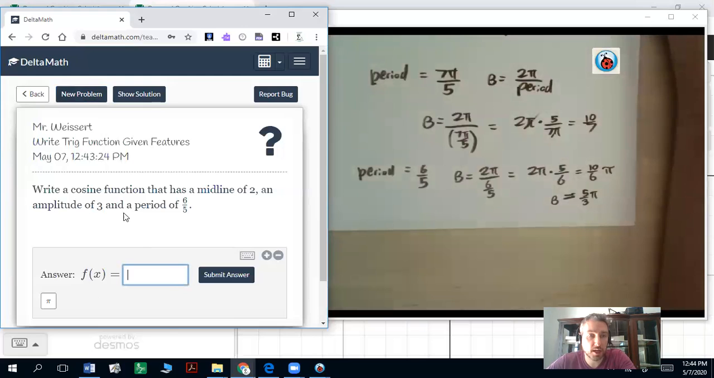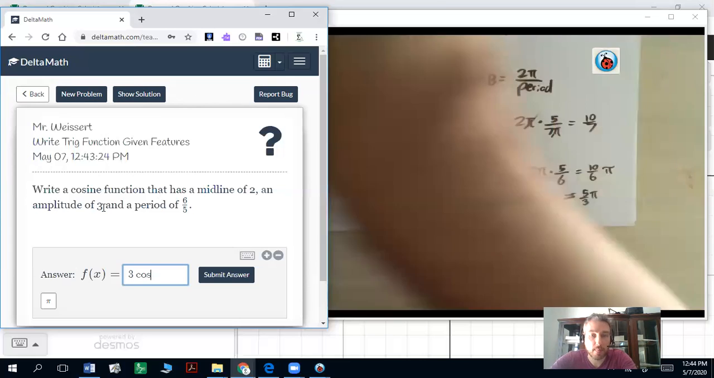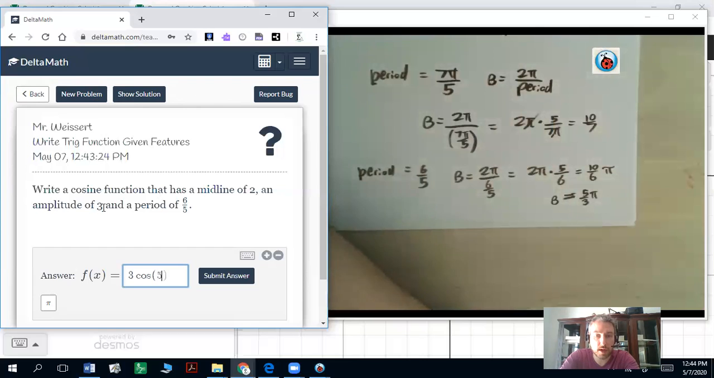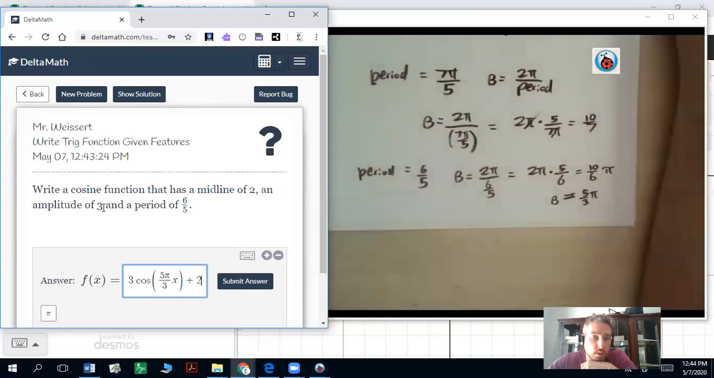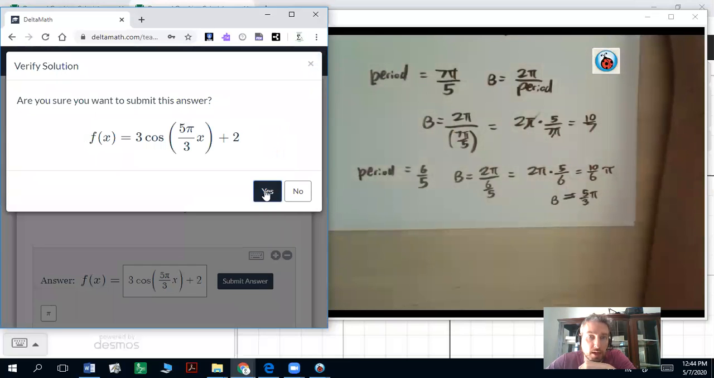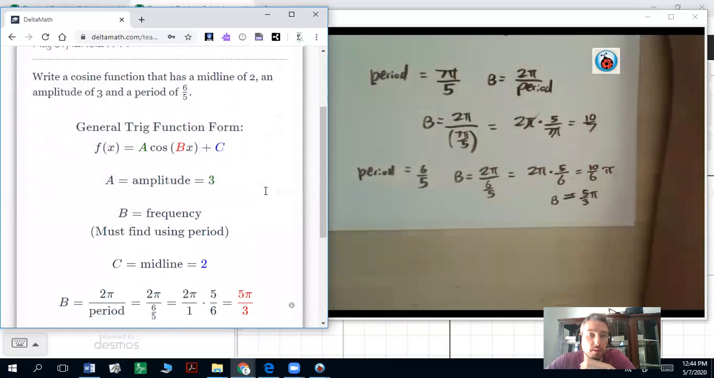All right, so cosine, y equals, and it says midline first. That's actually the last number. So amplitude is the first number, 3 cos, parentheses 5 pi over 3 x, close it up, plus 2. Oh, put the pi on top of that fraction. So that's why I put the 5 pi over 3.